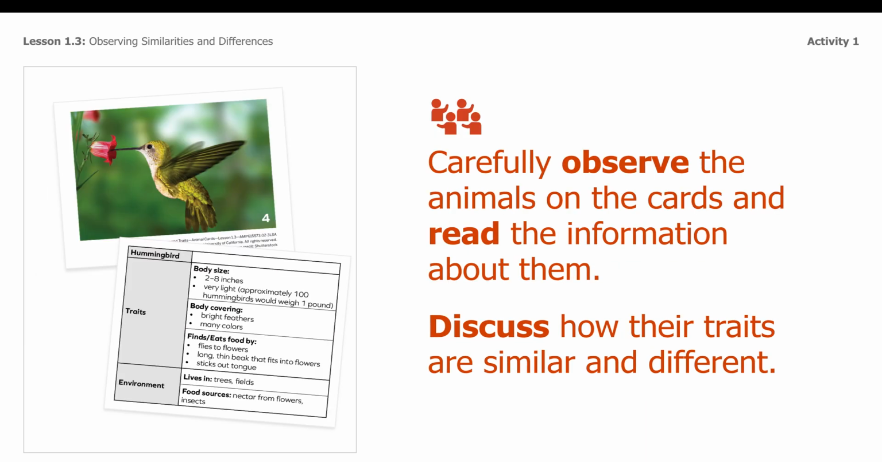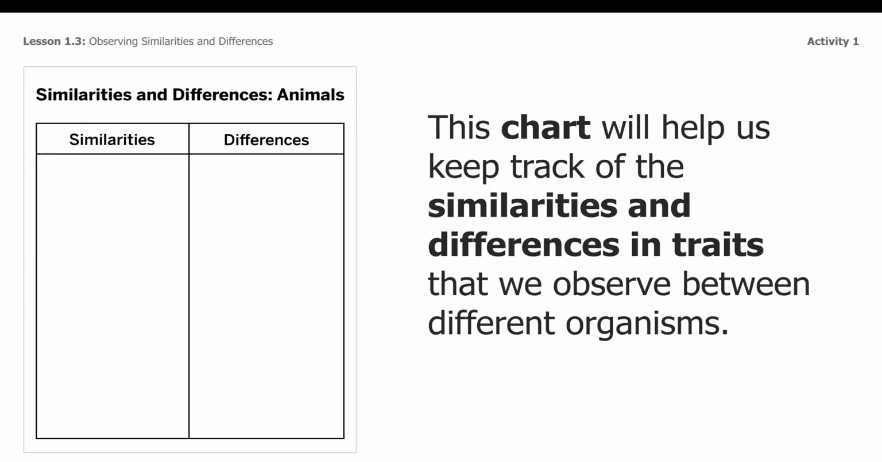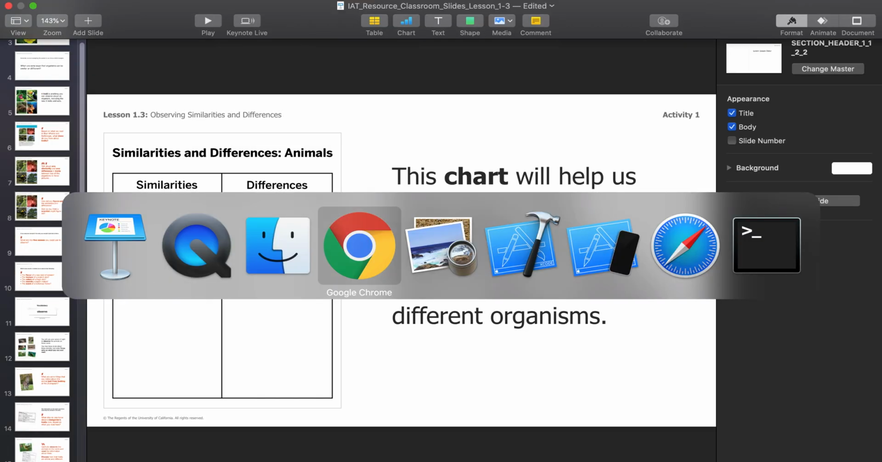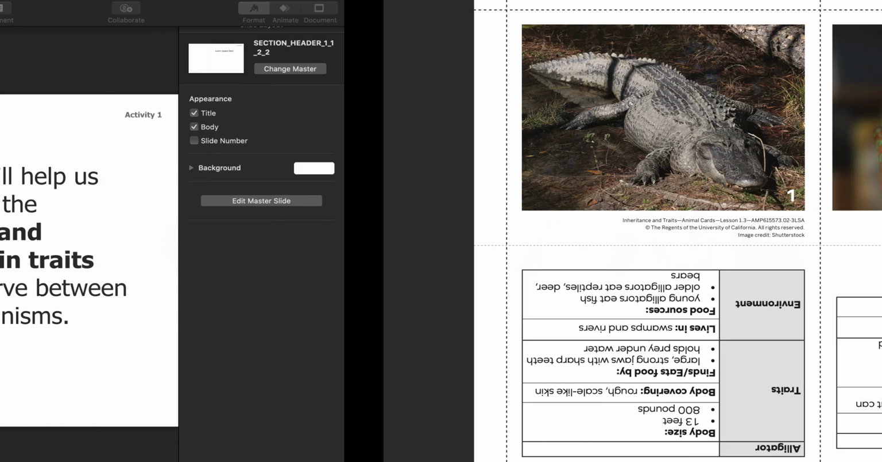So carefully observe the animals on the cards and read the information about them. And if you're working with somebody, please feel free to discuss how their traits are similar and different, because you're going to be doing an activity which I'm going to show you as you observe the different animal cards. We're going to use a chart to help us keep track of the similarities and differences in traits that we observe between different organisms. So let me actually pause this presentation.